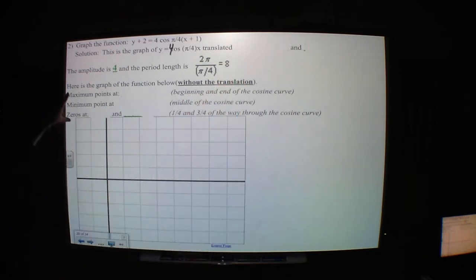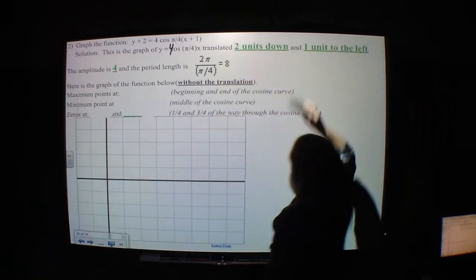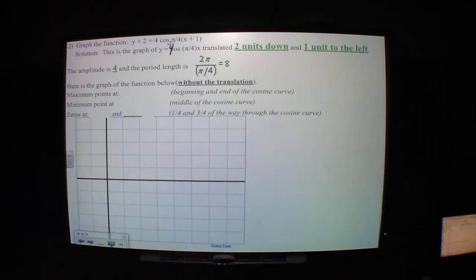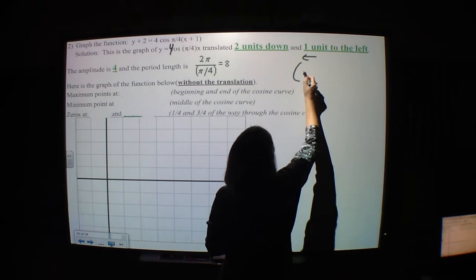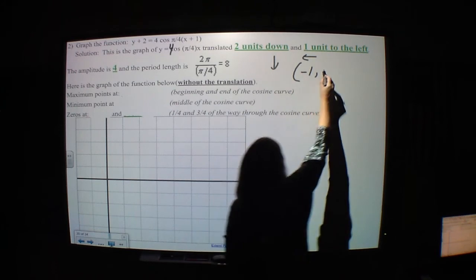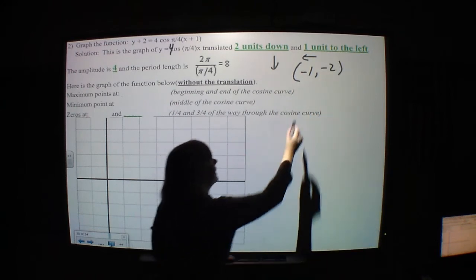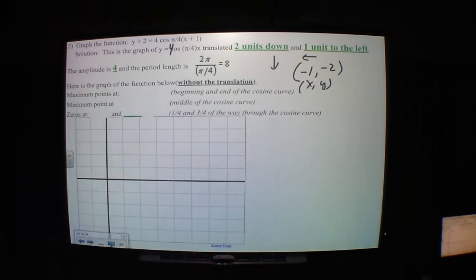The new graph will be translated. For right and left movement, it would go left 1. For up and down movement, it would go down 2. Okay? So left 1, down 2. If I go left, it's a negative 1. And if I go down 2, it's minus 2. That's my x movement, my y movement. So that's the point that I'm going to add to all my critical points. Cosine curve.